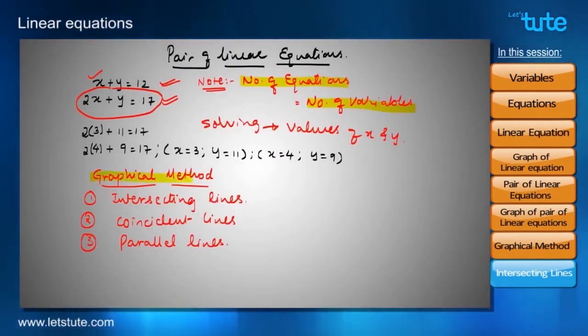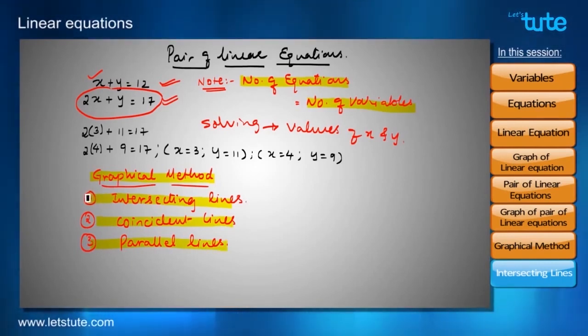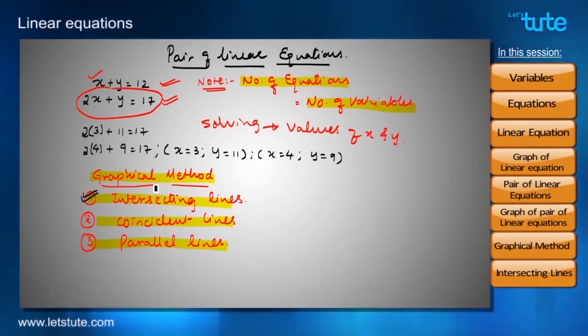In the graphical method, we get 3 types of questions: questions for intersecting lines, questions for coincident lines, and questions for parallel lines. The question which we have solved for the price of 1 mango and price of an apple is of the intersecting lines type because those 2 lines were intersecting. And the other 2 we are going to learn in the next session.